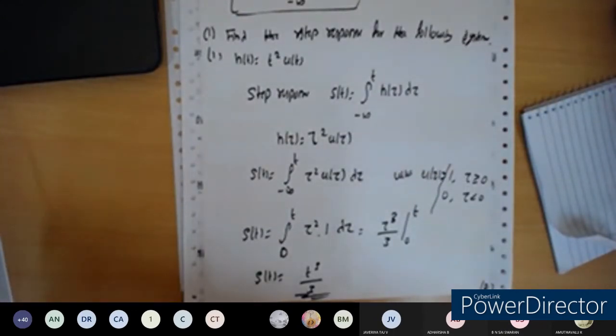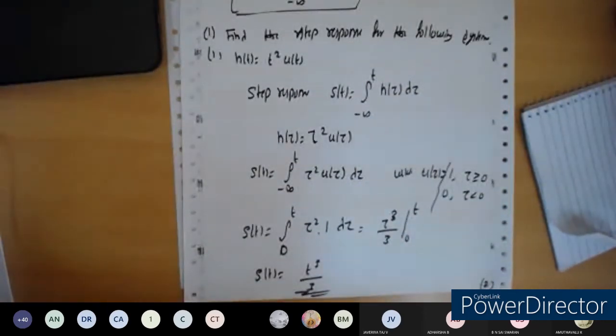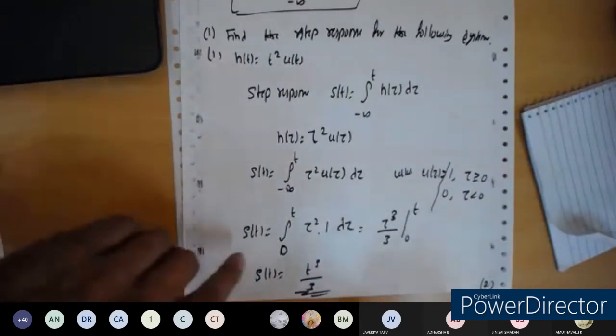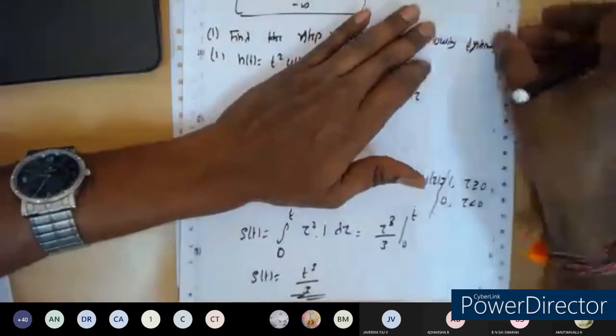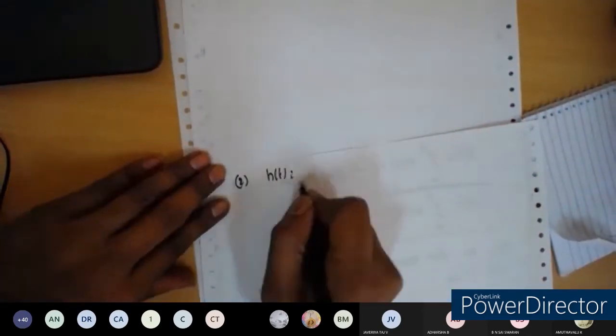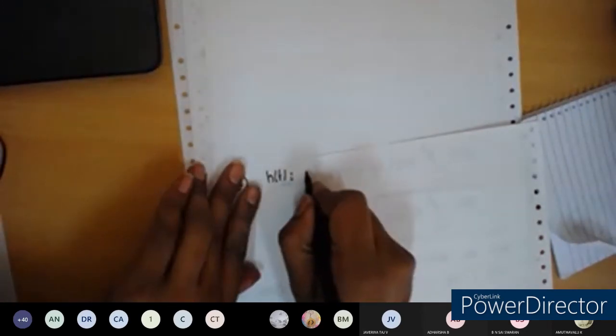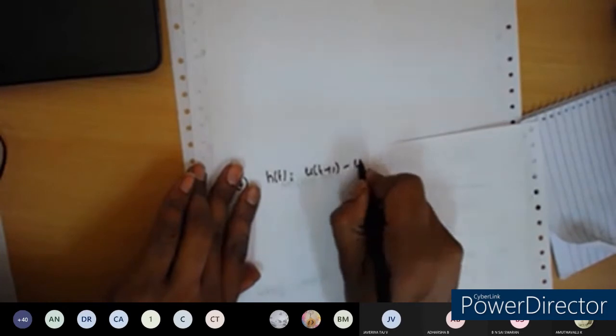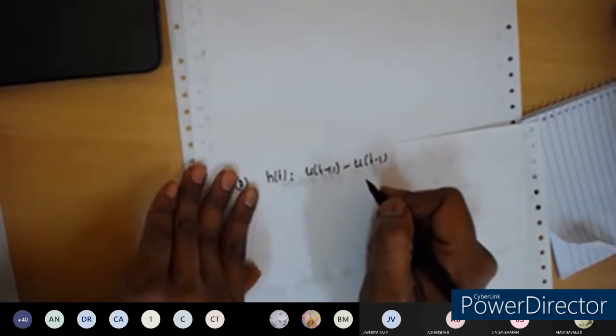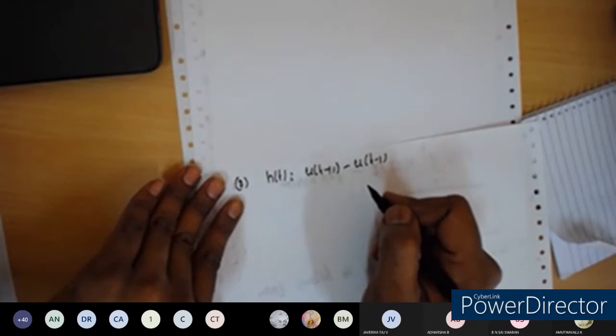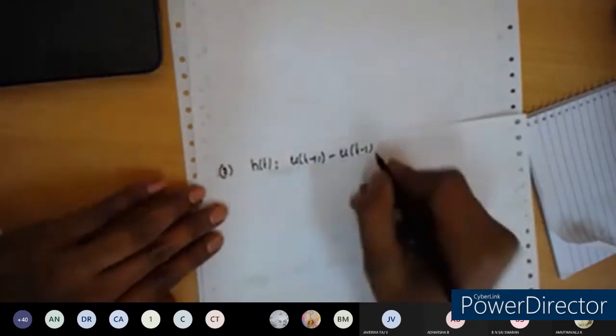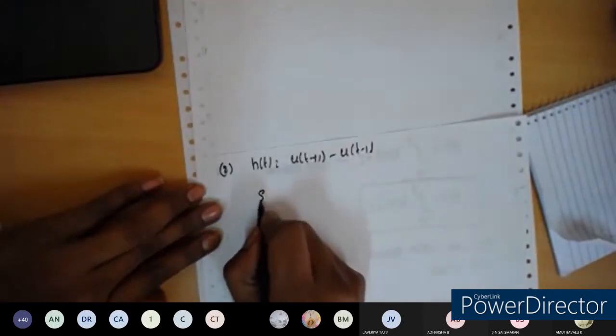Take the next problem, the second problem. h of t is equal to u of t plus 1 minus u of t minus 1. Okay, done. So let us write the formula for the step response.